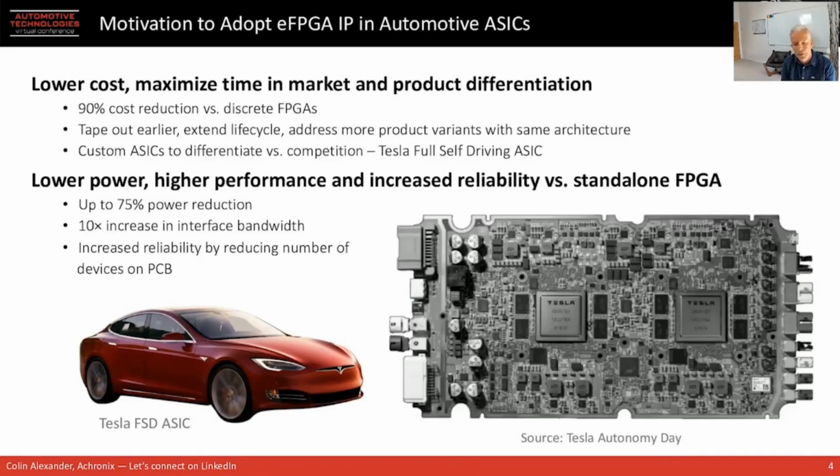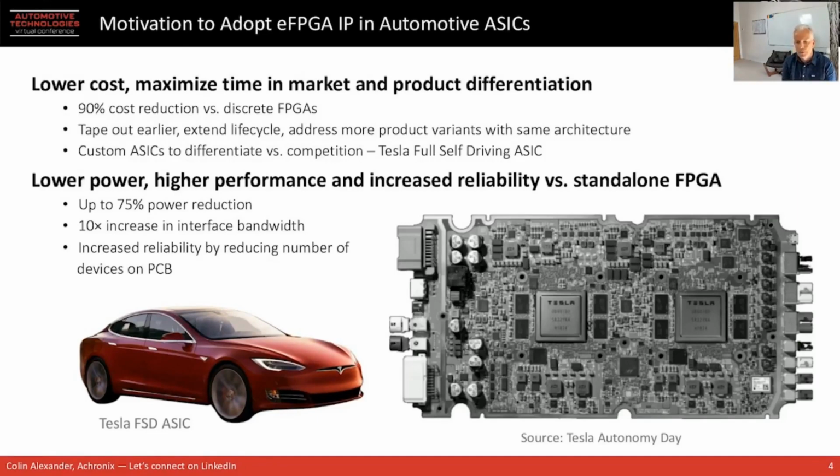Also, by integrating the ASIC and the FPGA monolithically, designers can achieve a 10x increase in the interface bandwidth between the eFPGA and other system components. Finally, this integration increases the reliability by reducing the number of components on the actual PCB. And eFPGA is already a mature technology.